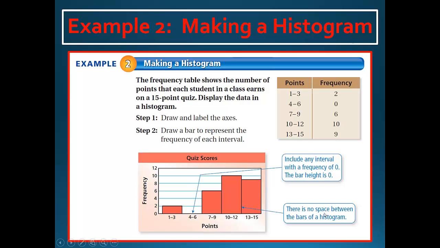Remember, there is no space between the bars of a histogram, so our bars are right next to each other. We do have a space here, and that's because there was nothing for 4 to 6. Also make sure that you include a title for your histogram.